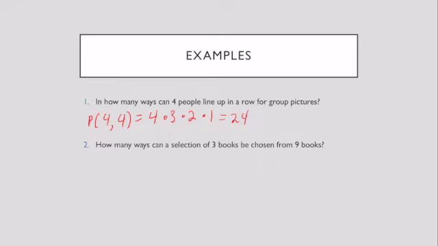Next, how many ways can a selection of 3 books be chosen from 9 books? This is P of 9 choose 3. Well, for my first book, I have 9 choices. For my second book, I have 8 choices. And for my third book, I have 7 choices. That gives me 504 ways to arrange my 3 chosen books out of 9.